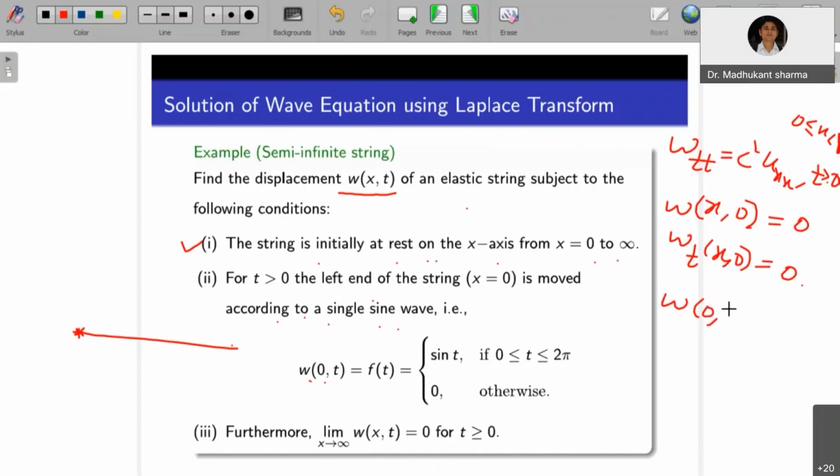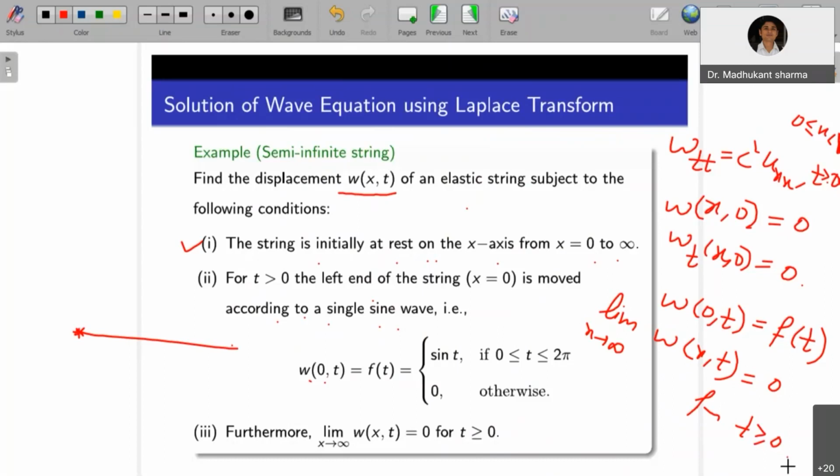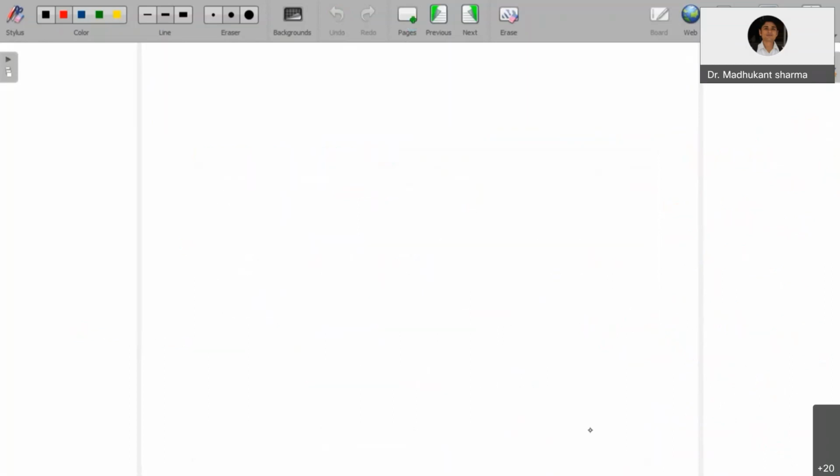So the boundary condition is w of 0 comma t equals f of t, and at infinity, the limit as x tends to infinity of w of x comma t is 0 for t greater than or equal to 0. So let me write down this model now. You want to solve this wave equation.